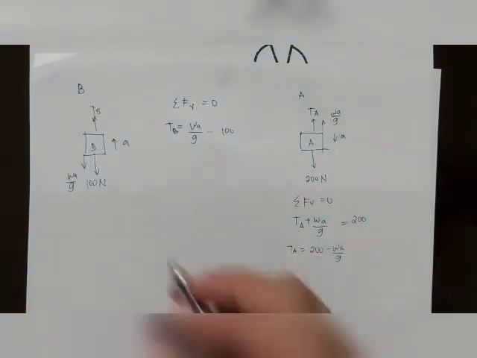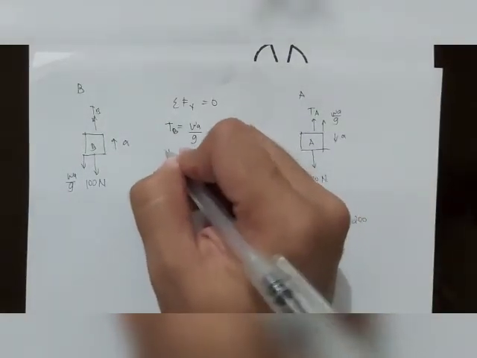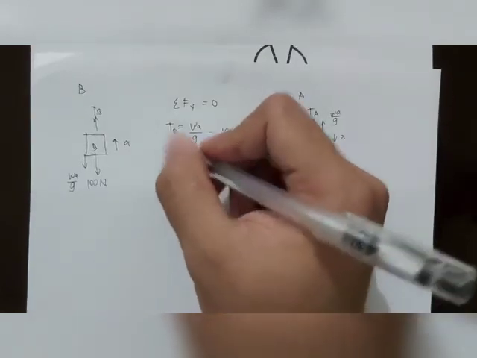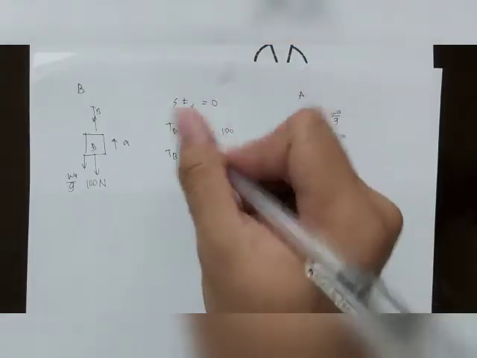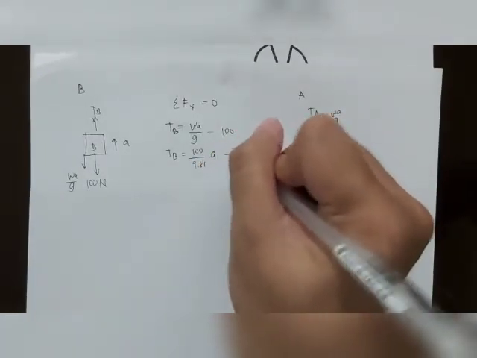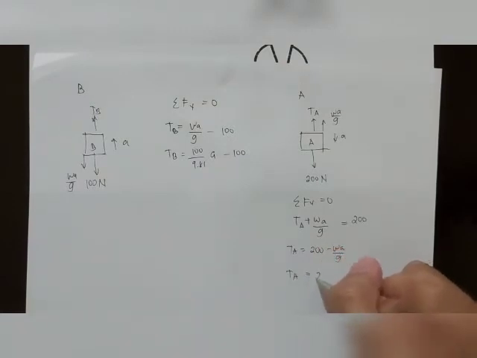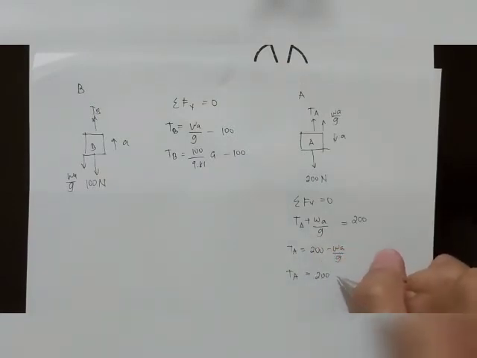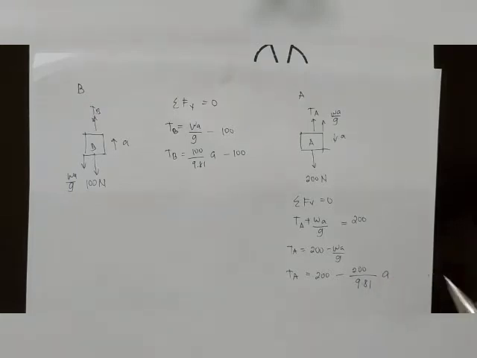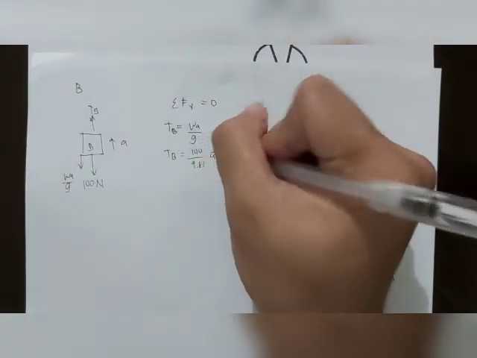So substitute na natin yung mga values. So TB is equal to 100 over 9.81 times A plus 100. So dito naman, TA is equals 200 minus 200, which is weight ng A, over 9.81 times the acceleration of A and then ito of B.